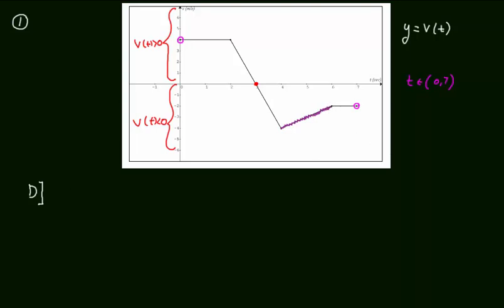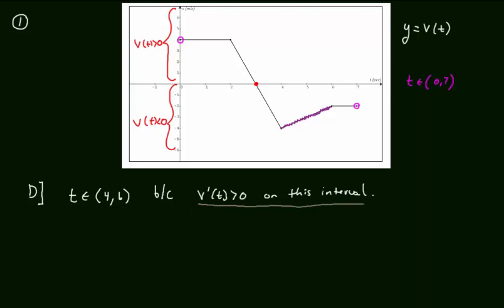And we answer the question as t is an element of 4 to 6, because, now why is the acceleration positive? It's because the derivative of velocity is greater than 0 on this interval. And once again, our justification helps the reader to make the connection between acceleration and velocity with a derivative statement.